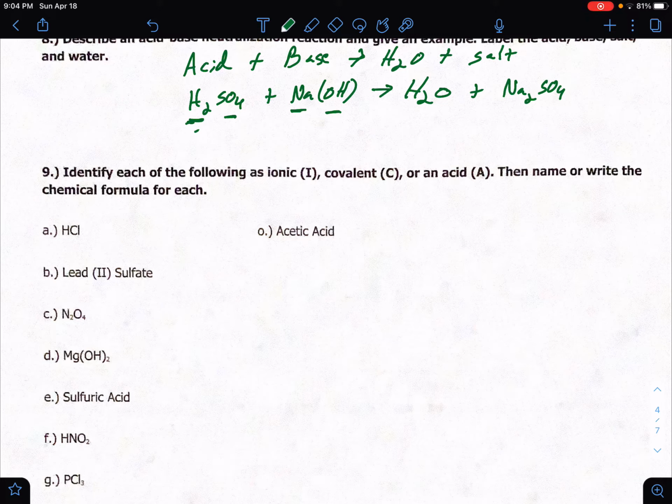So ionic, remember, that's when you take a metal and a non-metal, so something from the left side of the periodic table of that staircase and then something on the right side. Covalent is when you take a non-metal and a non-metal, so both on the right side of that staircase. And then an acid always just starts with a hydrogen. Okay.